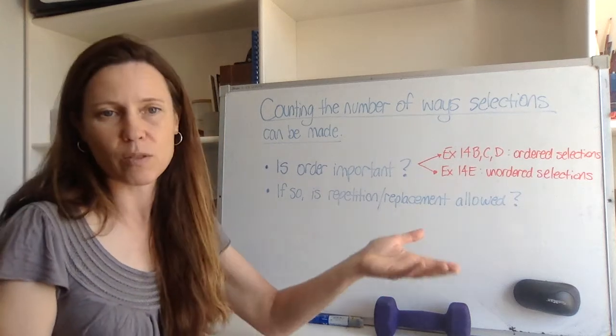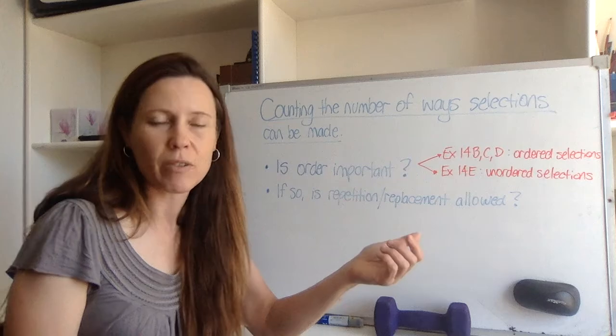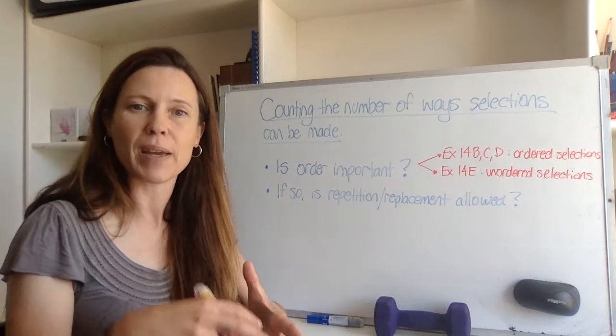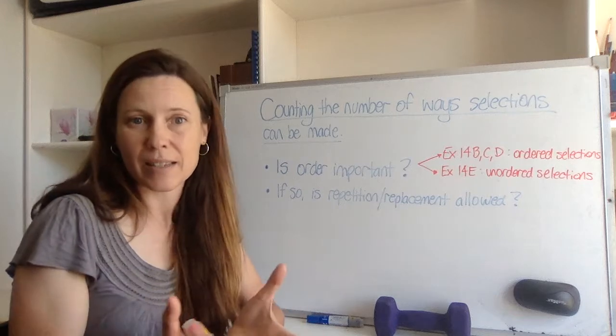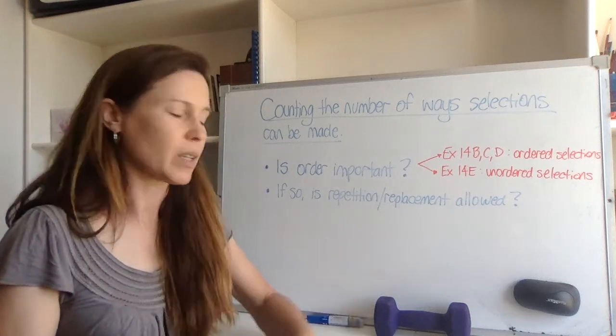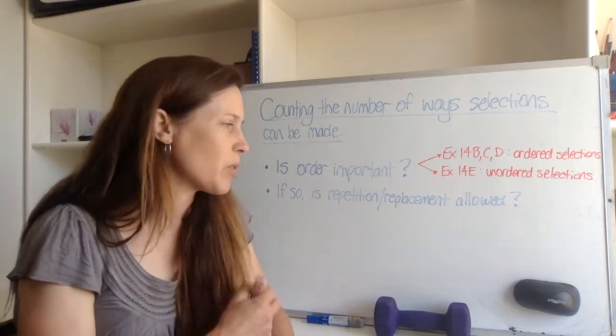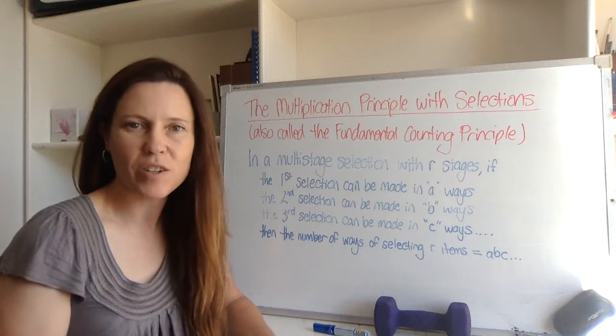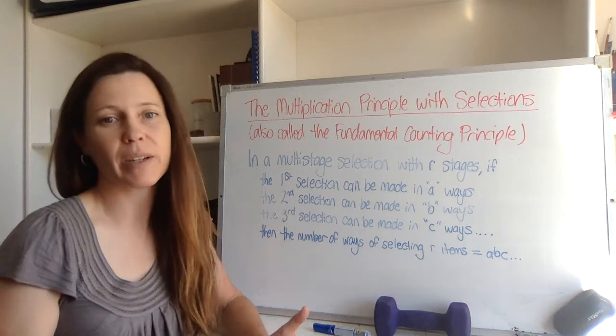Whereas when we're not allowed to replace items, we generally see factorials creeping into our calculations because every single time we make a selection, there's one less lolly in the bag, so to speak. And so we multiply by a smaller number each time, and we end up with factorials in a lot of those questions. The multiplication principle with selections is really quite simple.